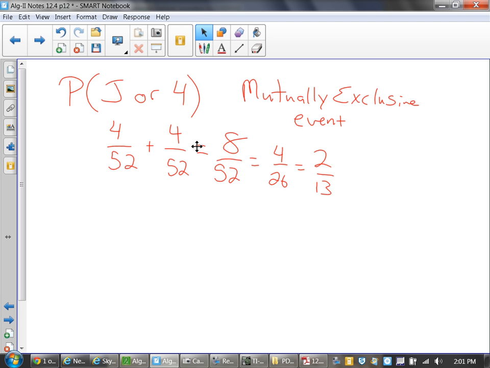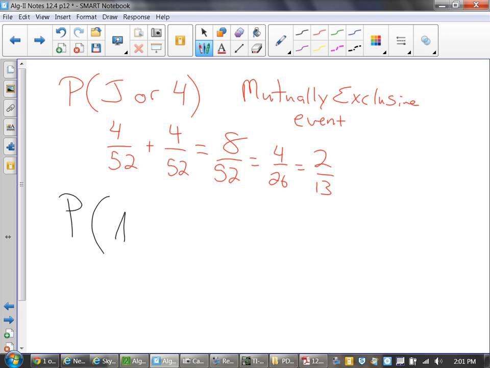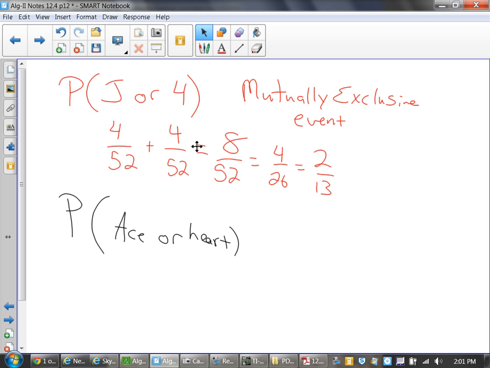Now, the difference between the wording of that and the following is pretty subtle. What's the probability of an ace or heart? Probability of an ace or a heart. There's 4 aces over 52, and there's 13 hearts over 52. Exactly. Does everybody see how this one has an overlap? Yeah. Because there's an ace of hearts.